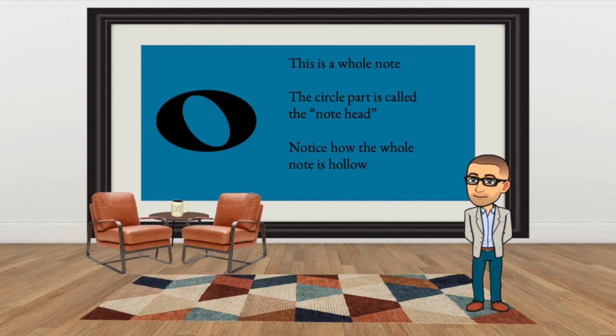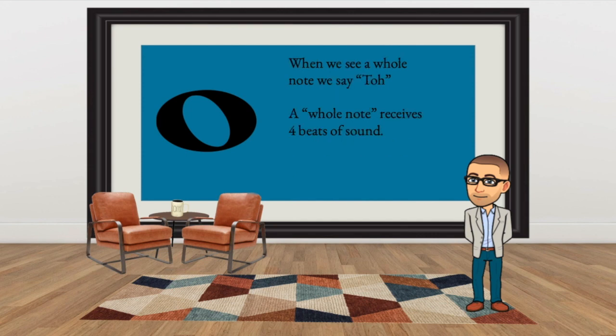A whole note is this circle thing that we see on the screen. The circle part is called the note head. Notice how the whole note is hollow. There's a hole in the middle of the whole note. Now, when we see a whole note, we're going to say toe, all right? And a whole note receives 4 beats of sound.